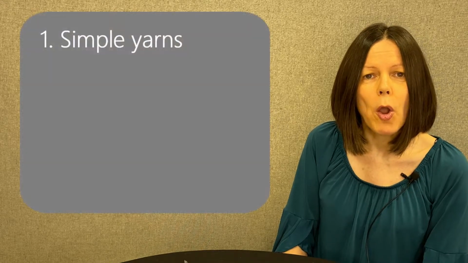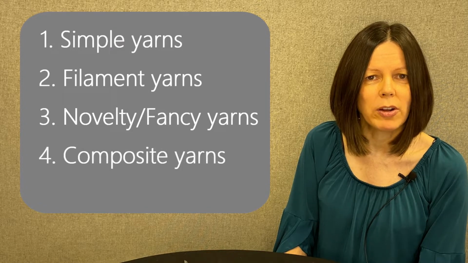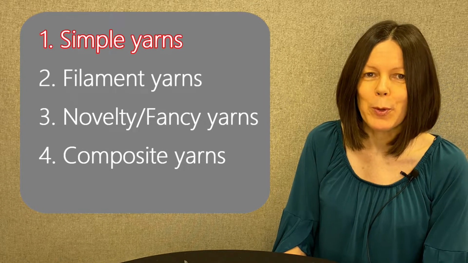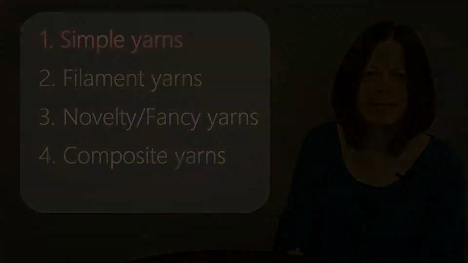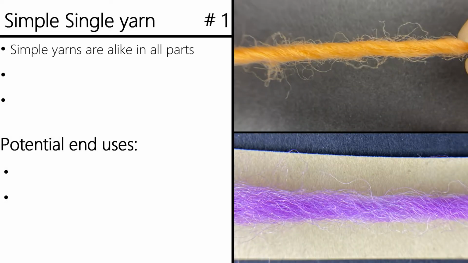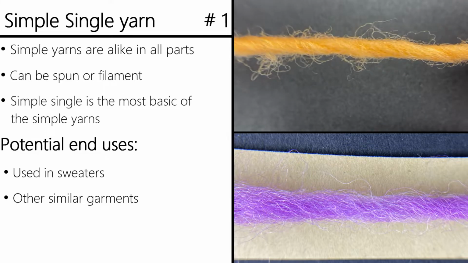We will not be going in order as the master list. We have grouped the yarns into 4 categories: simple yarns, filament yarns, novelty yarns, and composite yarns. And we will discuss these categories beginning with the simple yarns. The first yarn we'll be discussing is Simple Single, sample number 1 from your packet.